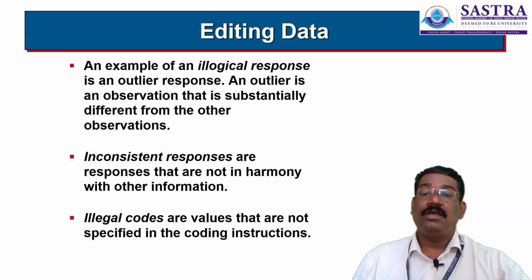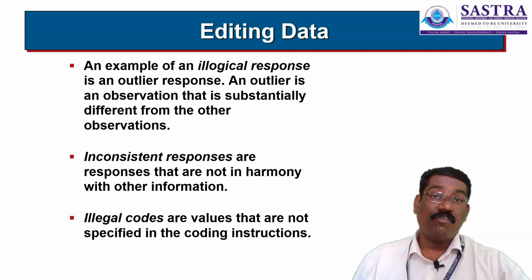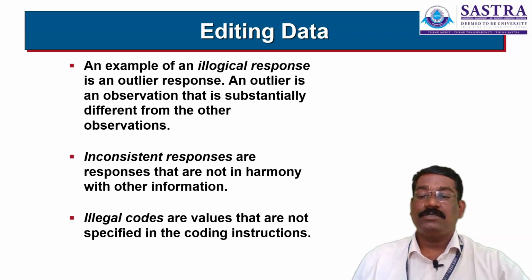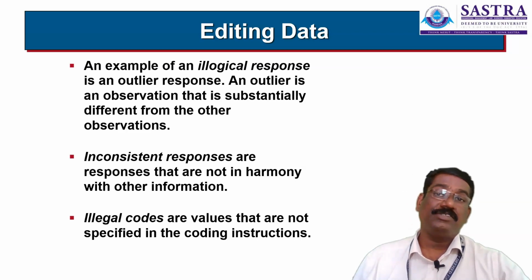an example has been given here. An example of illogical responses is an outlier response. An outlier is an observation that is substantially different from other observations. So if you find any outliers, please remove or edit them, okay? And sometimes inconsistent responses, or responses that are not in harmony with other information, have to be duly taken care of. So that's very important. And illegal codes are values that are not specified in the coding instructions.